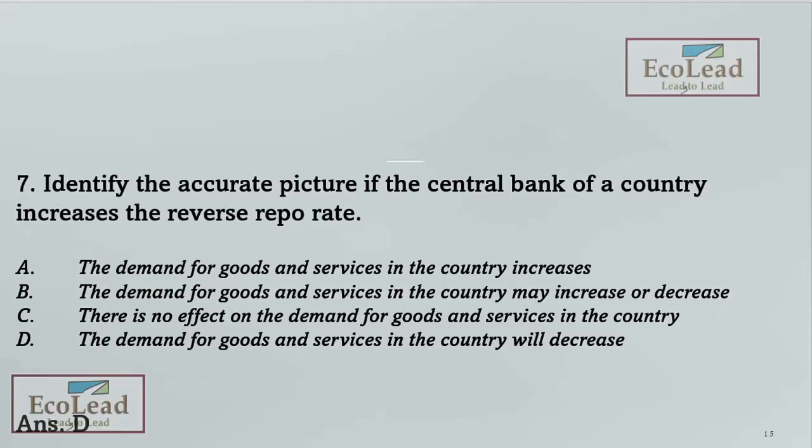Option D will be the answer, because if the reverse repo rate increases, then definitely commercial banks will prefer to park some amount of money with the RBI, and they will ensure that they get a certain amount of return from the RBI. Now in this case, a lesser amount of money will be available with the commercial banks to lend out to the economy, and lesser will be the investment.